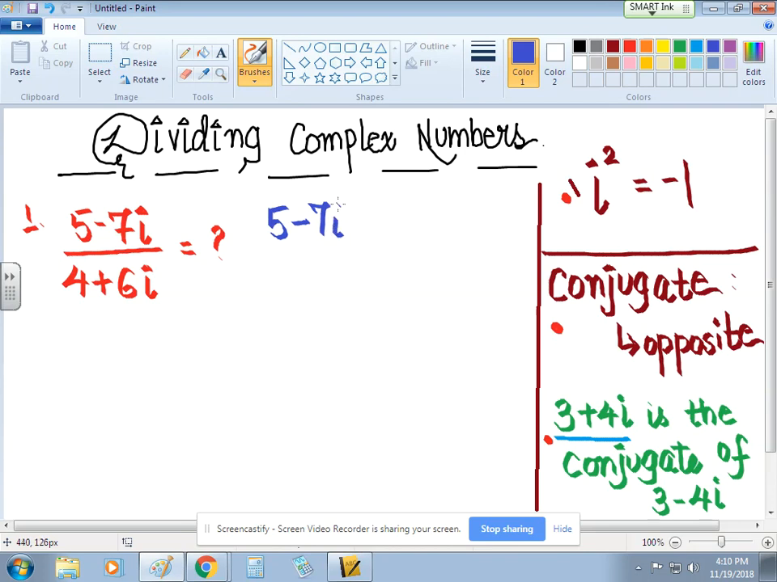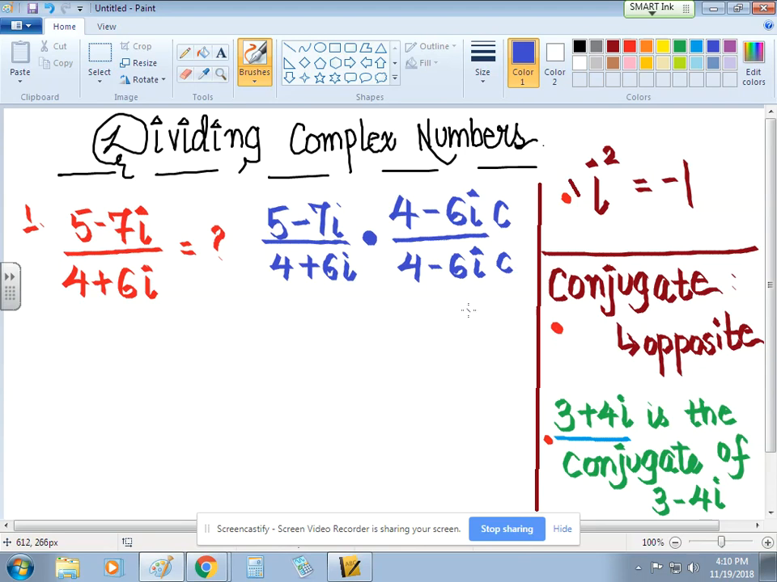5 minus 7 iota, part of our question. 4 plus 6 iota, part of our question. We take our bottom and we do the conjugate of the bottom. So what is the conjugate of 4 plus 6 iota? 4 minus 6 iota over 4 minus 6 iota. So I multiply with the conjugate up and down.